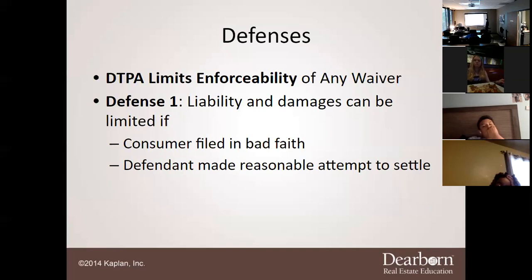If the defendant made a reasonable attempt to settle it, so if I tried to pay him, I don't have all the money, but I tried to pay as much as I could, then the court would say, okay, well, he's trying to make it right. We can limit his liability or his damages. Stuff like that. If you actually tried to make it right, or if someone filed in bad faith, thinking, I'm going to get back at Steph and drag him to court, he's going to have to pay all this in fees and so on. So that's one defense you could have against DTPA if the lawsuit were to come into your lap.